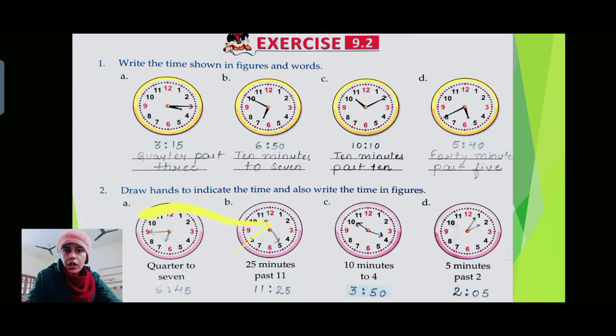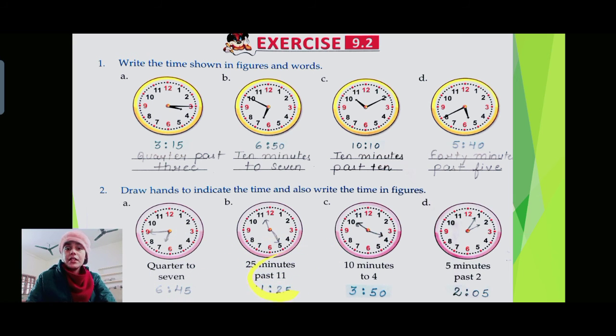Similarly here, draw hands to indicate the time. Also write their time in figure. We will draw hands here. I have already drawn them. You are supposed to draw it by yourself in your book. If you want, you can take this video's help, of course. So it was given, children, quarter to 7. That means the minute hand will be on 9. And if it is saying to 7, the hour hand should be in the middle of 6 and 7, as I have drawn here. And time became 6:45. Understood?